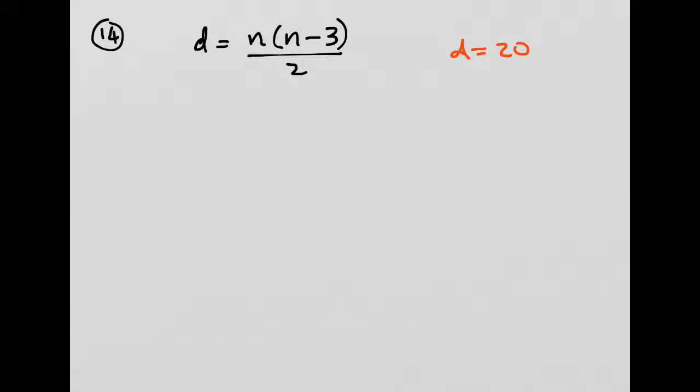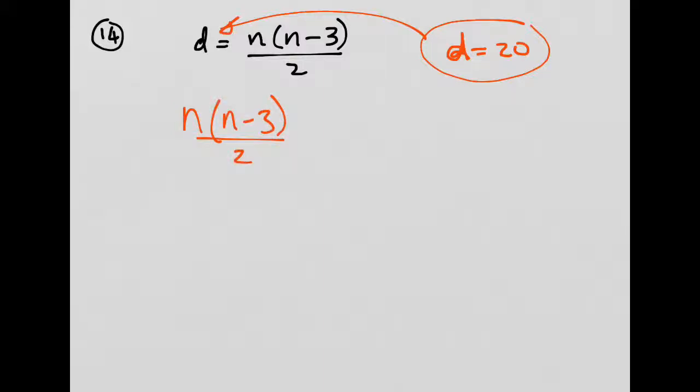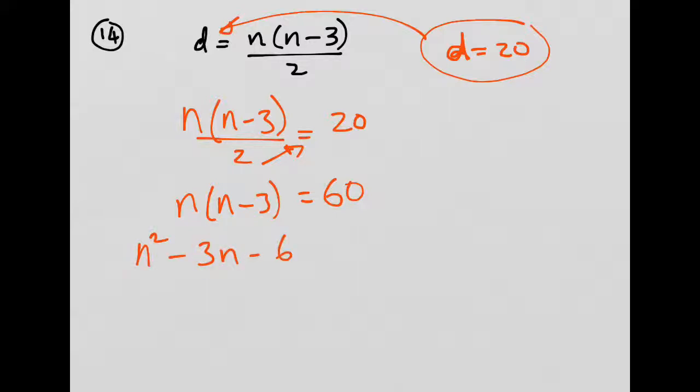Question 14. You have a formula which says d equals n times n minus 3 over 2. Question asks you, a polygon has got 20 diagonals, how many sides has it got? So all we're really going to do is put this number into the formula. So we're going to have n times n minus 3 over 2 is equal to 20. Now we need to solve that. So let's get the 2 over there first of all. So you're left with n times n minus 3 equals 60. Remove the brackets, n squared minus 3n, bring the 60 across, negative 60, put it equal to 0.